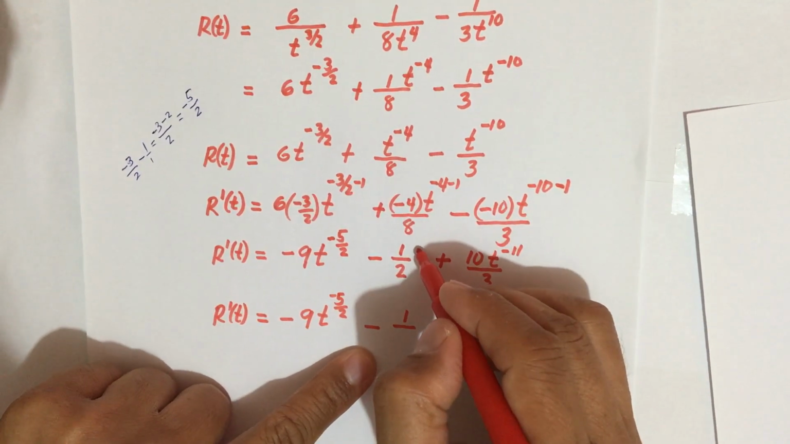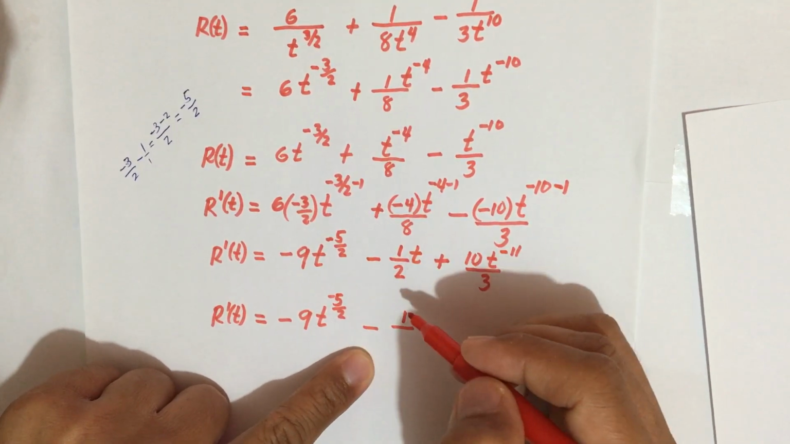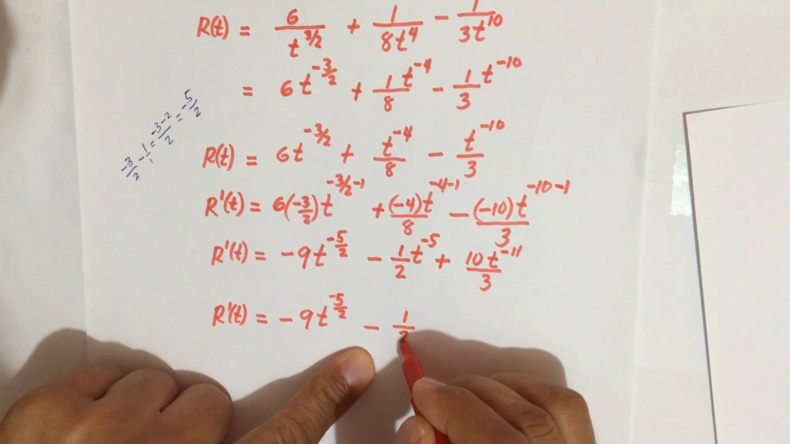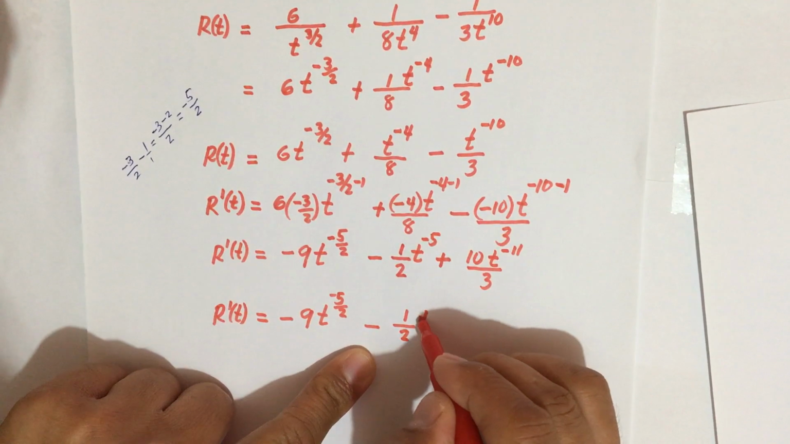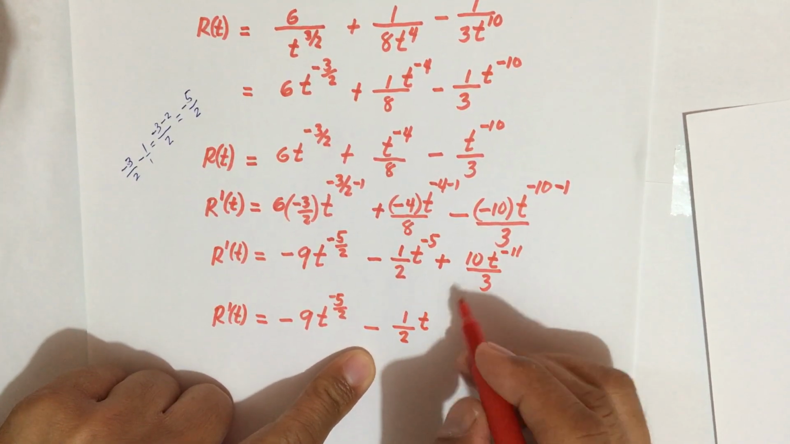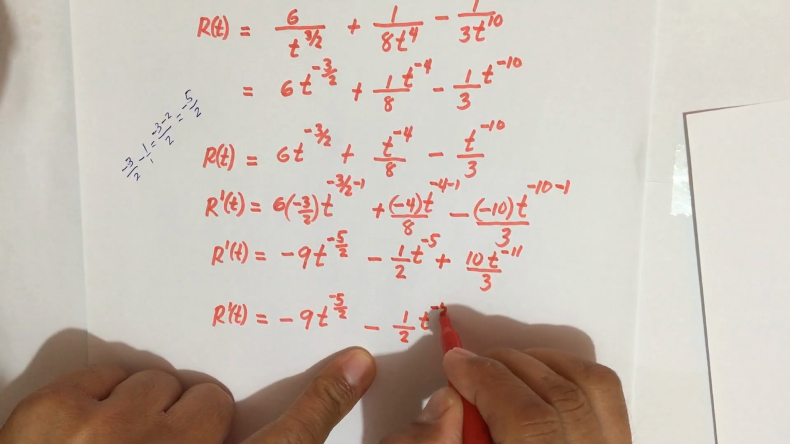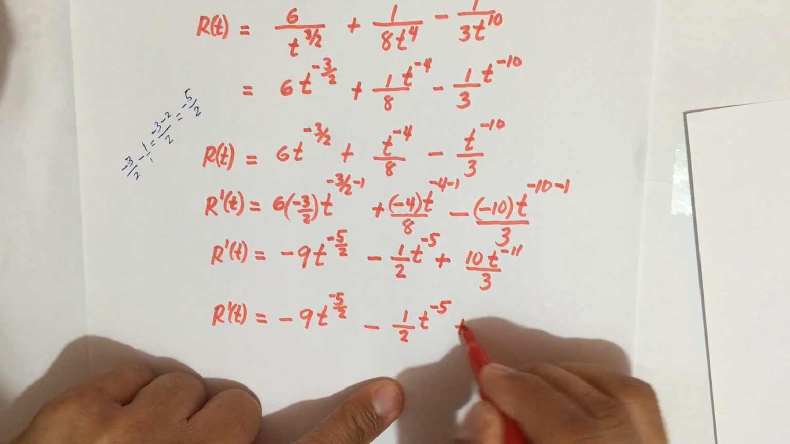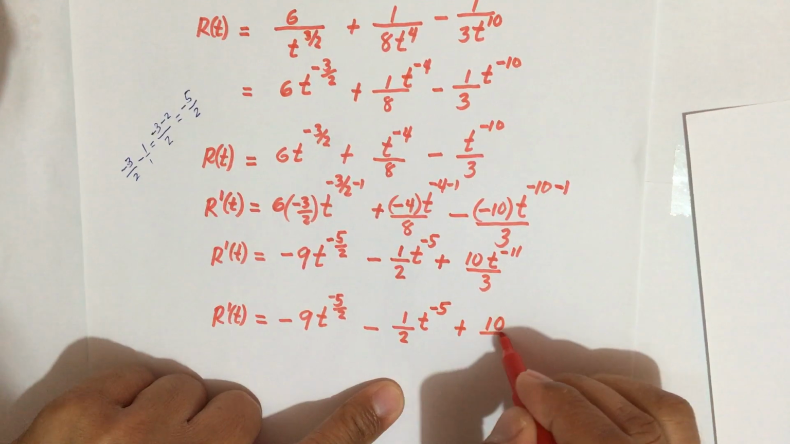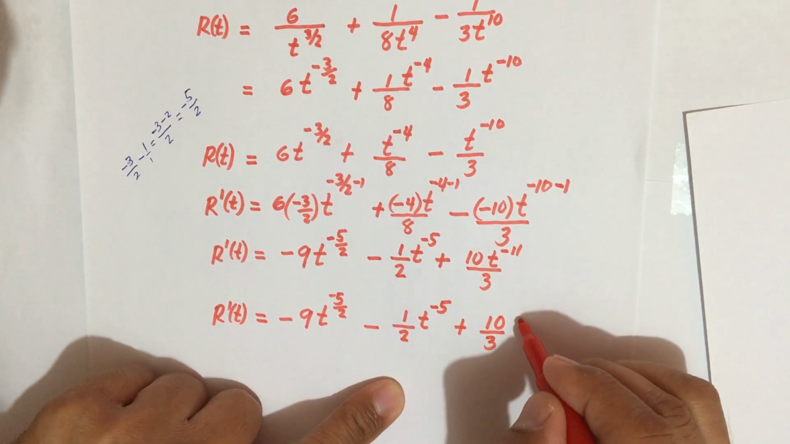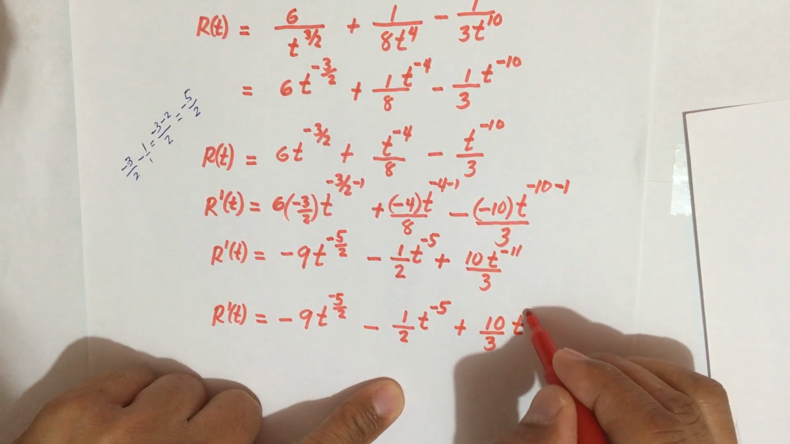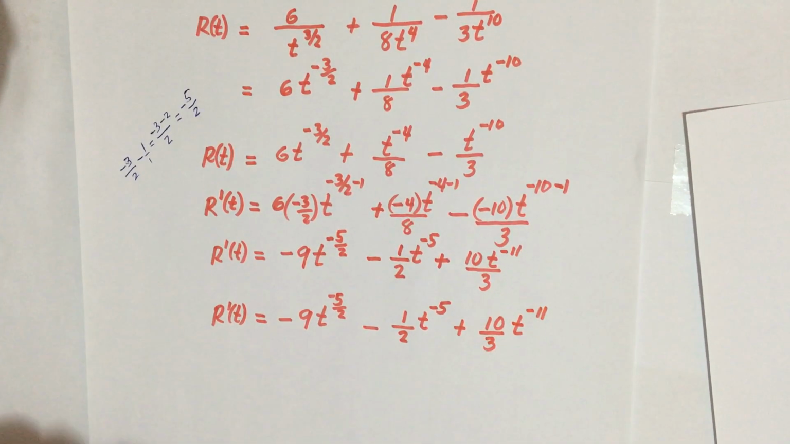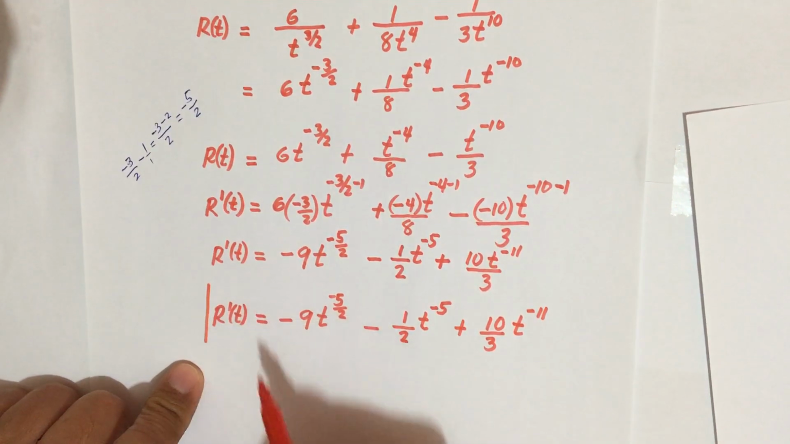Sorry class, we still have t here. So t to the power minus 5, so 1 half t to the minus 5. Okay, then plus 10 over 3 times t to the minus 11. Okay, so this is our final answer.